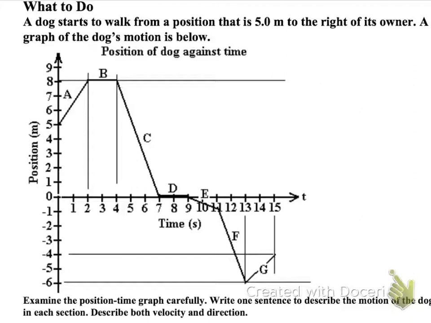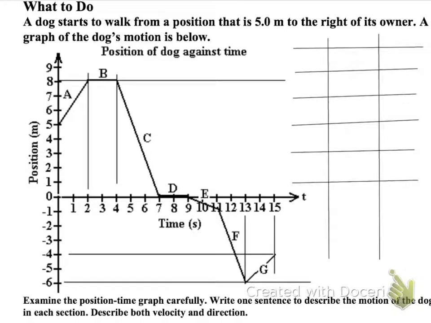So here we go. Looking at this worksheet here, a dog starts to walk from a position that is 5 meters to the right of its owner, and a graph of the dog's motion is below. So you can even tell right at the beginning of the motion, their initial position is already at 5 meters. That's where it's starting from, not at the origin, like it's telling you there. So let's break it down into each segment.